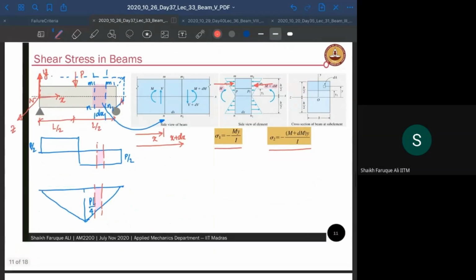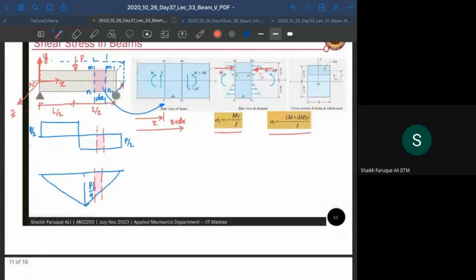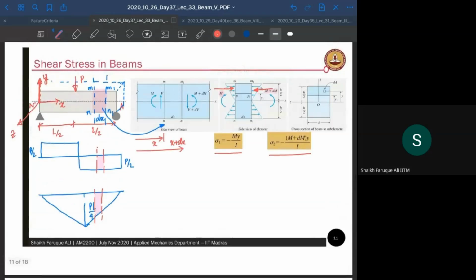Now, how do you calculate it? We use the same calculation that we did earlier. So let's take this beam, a simply supported beam with a load here, and you take any cross section here. I take another cross section which is dx distance apart. So one is mn, the other one is m1 n1.